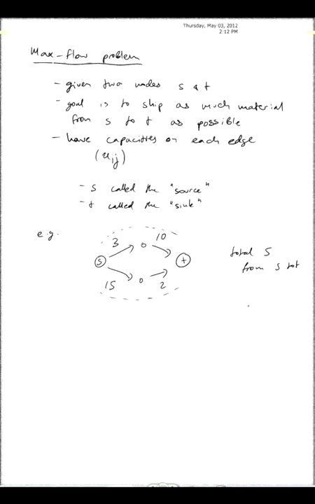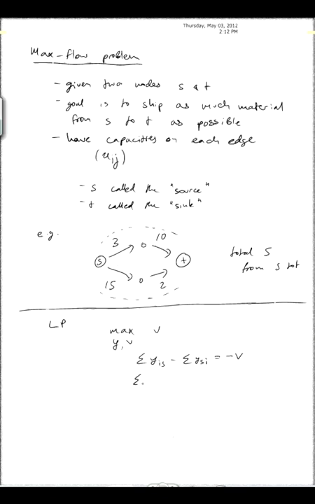And we're already familiar with how to formulate this problem as a linear program. So we saw this in our overview of network problems. So the linear program for this looked like this. It was maximize over y and v. We want to get v to be as big as possible. And everything coming into S, everything going out of S has to be equal to minus v. Everything going into T, everything going out of T has to be equal to V.